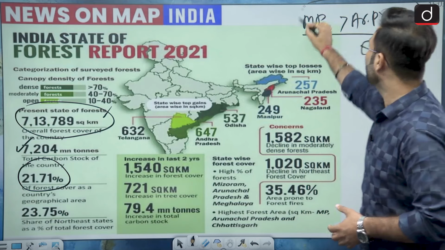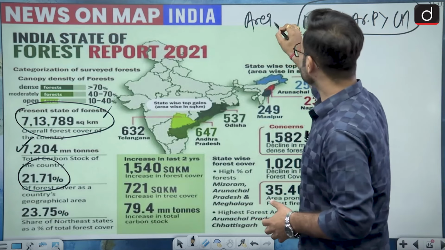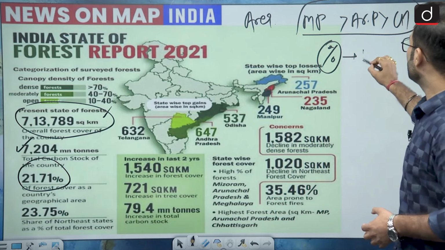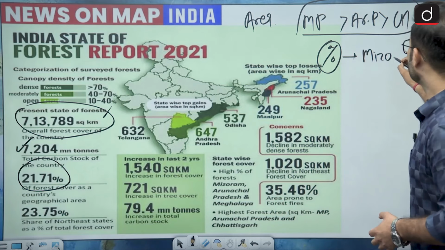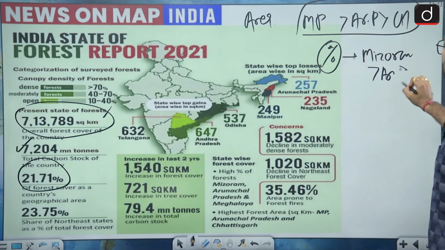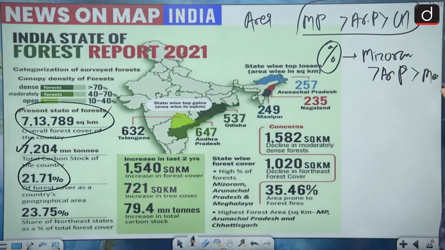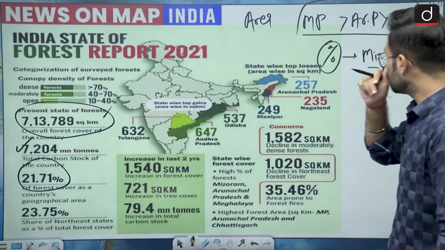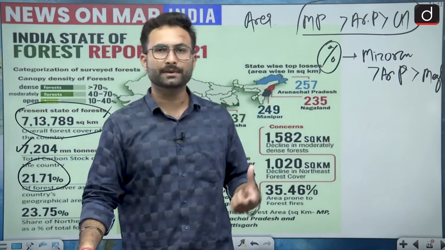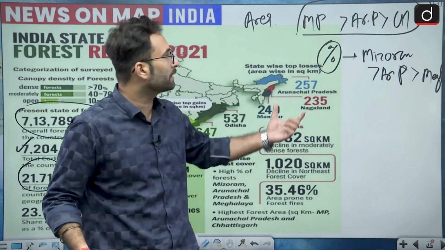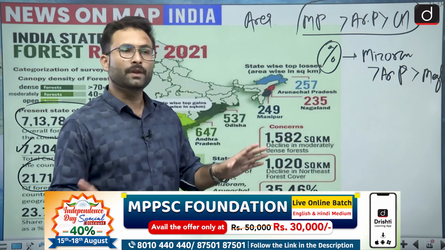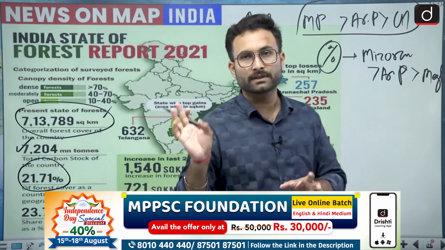In terms of percentage, we have Mizoram, then Arunachal Pradesh, and then Meghalaya. So you can remember these two things: in terms of area, Madhya Pradesh is highest, and in terms of percentage of the geographical area of the state, that is Mizoram. Now they have talked about Arunachal Pradesh in the first statement.